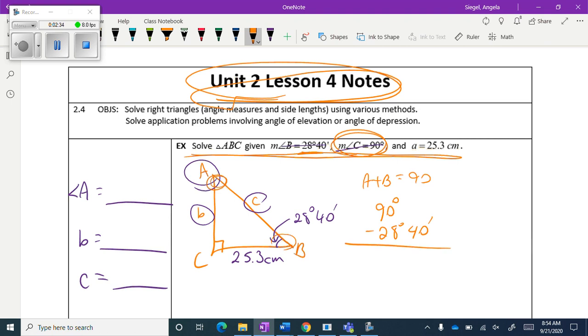We've talked about this in regards to the Unit 1 test, so keep it consistent. Please do not give me angle A in decimal form, because they gave you this in degrees, minutes, and seconds. You're going to keep this as degrees, minutes, and seconds. Okay, so I have 61 degrees, 20 minutes. So I know that is my angle A. I'll go ahead and fill that in.